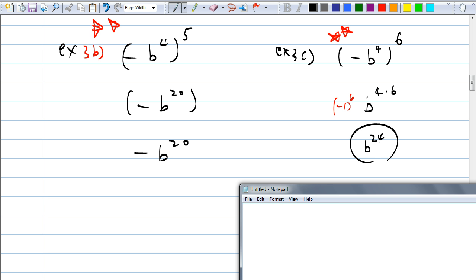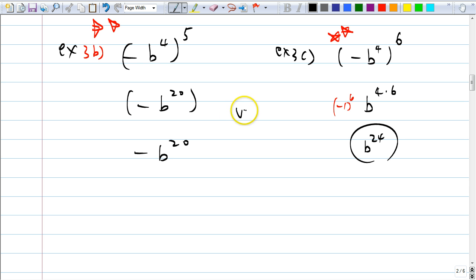Do you see the difference? Do you see why I did these examples 3, A, B, C? Sometimes you have to be careful, right? What happens if you forget the negative? You have to be careful, okay? All right, let's look at the next example.